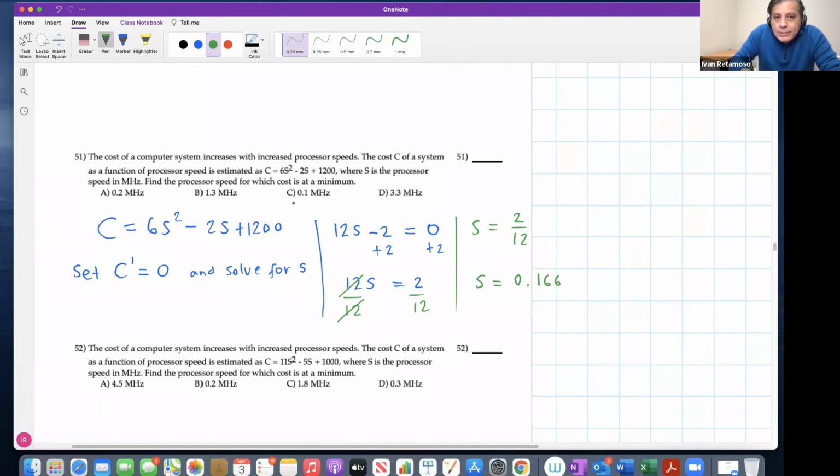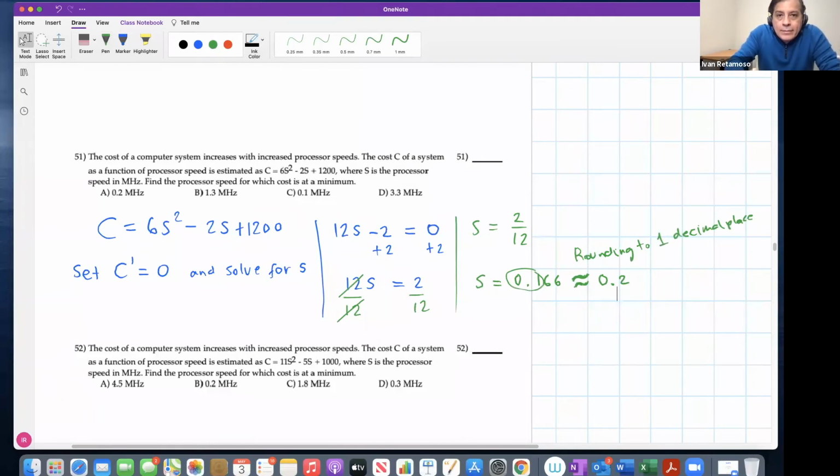Notice that all the choices are expressed up to 1 decimal place. So if you round it, and this is something that sometimes students get confused with, rounding to 1 decimal place, then this becomes, if you round it up to here, 6 is bigger than 5, so it makes this a 2, 0.2. Yeah, very good. So that's it. Excellent.